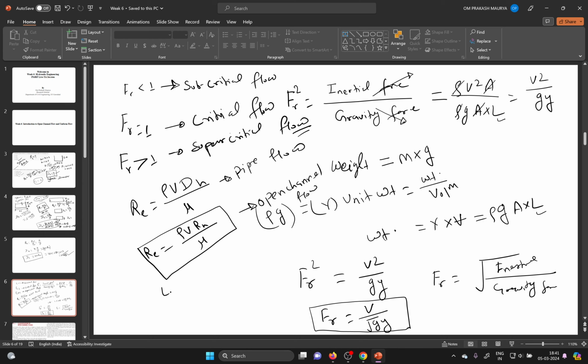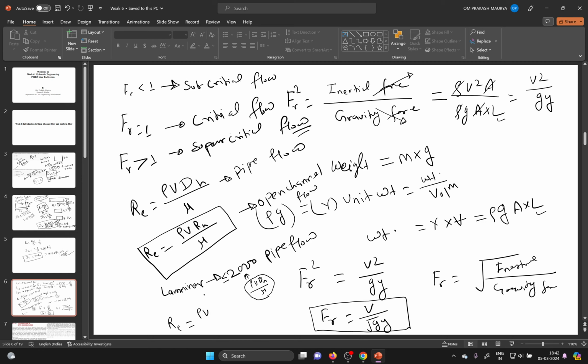For laminar flow in case of pipe flow, your value should be less than or equal to 2000. Somewhere it is written 2100 or somewhere 2300, but let us consider 2000 for laminar in pipe flow. So that is the value for rho v Dh by mu. But if we calculate in case of open channel, what will happen?